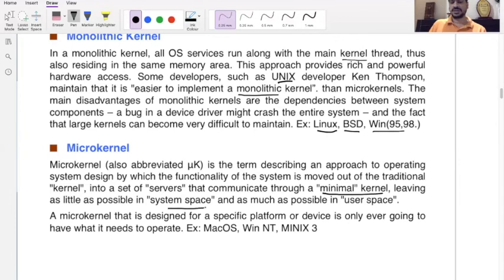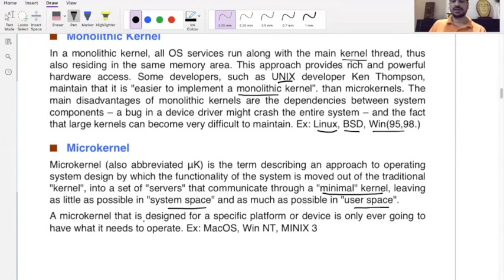So the system space is very little, meaning the space where only system software is there is very small, and as much as possible is given to the user space; the user space is bigger in a microkernel. So here the concept is we'll make a minimal kernel, and this minimal kernel is going to manage each and every component of the operating system. That is the concept of a microkernel.